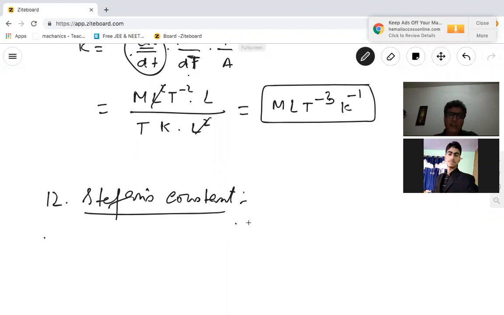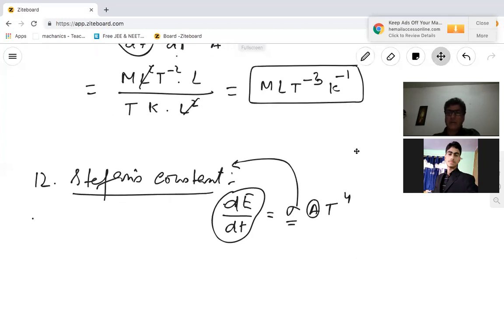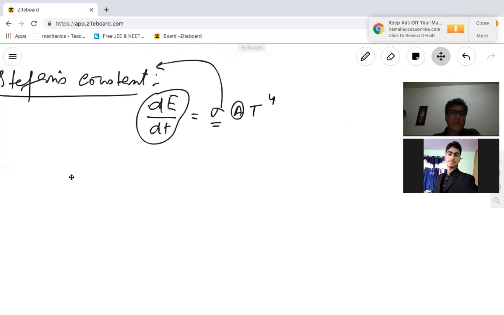We know the energy emitted by a black body per unit time is sigma A T^4. This is a formula: energy emitted by the black body per unit time is sigma, that is Stephen's constant, times area, times temperature to the power 4. So what are we going to do here? Have a look. What about sigma? What's the formula for sigma now?